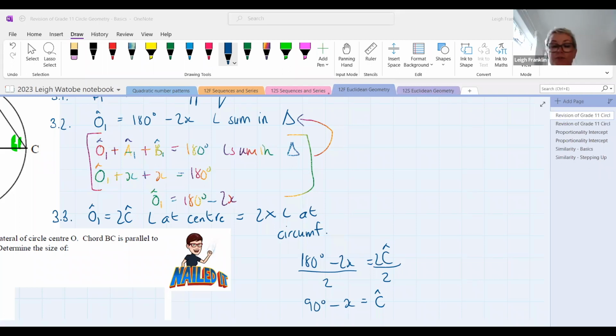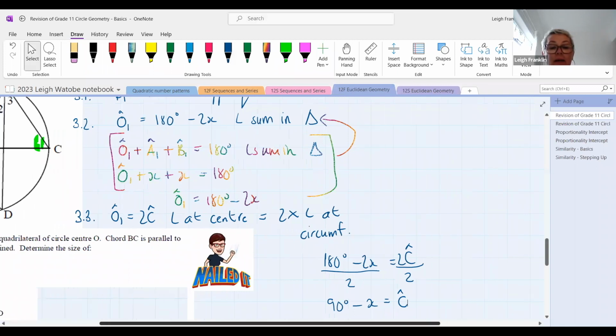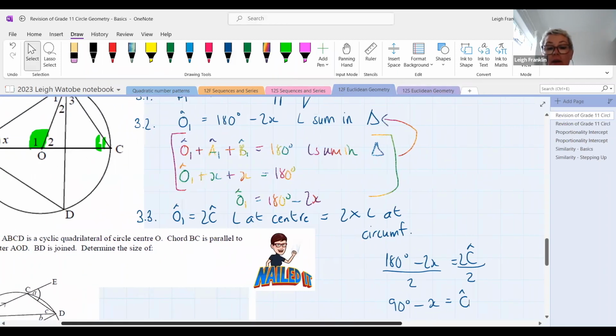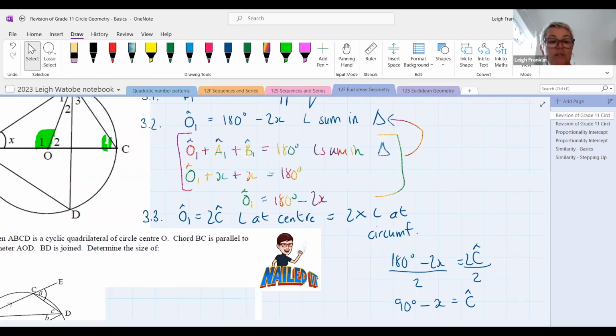No, C is not equal to 90. C is equal to 90 minus x, because it's half the size of O1. Well done, Michelle.